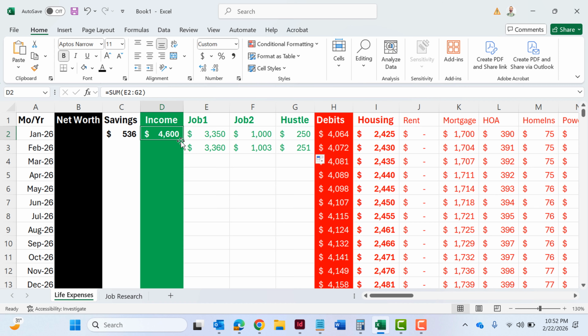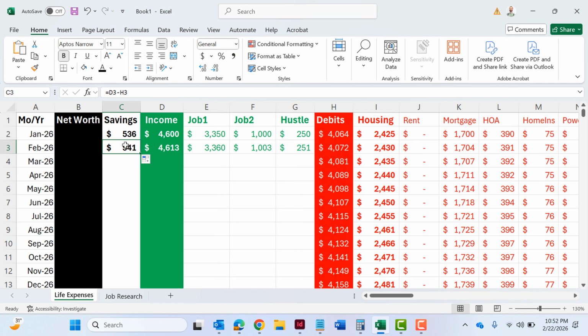Well, guess what? Let's pull this equation down that's adding these three together. Let's pull it down to the next month. Check it out. So not only did we pull all of our debits all the way down to row 500, well, let's do the same thing with these too.